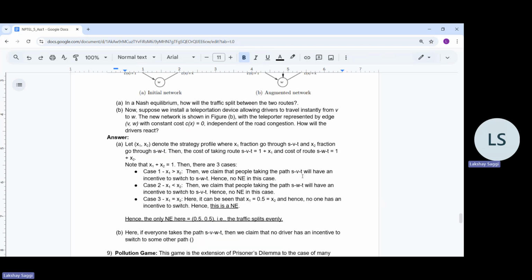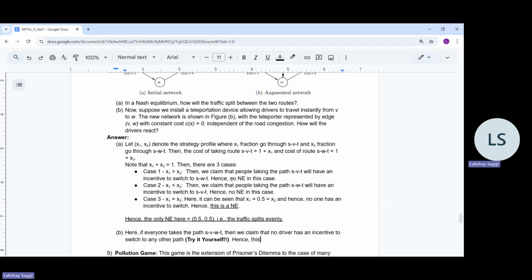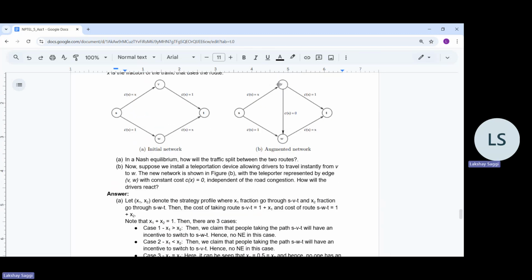These arguments can be formalized mathematically also, which can be a homework exercise for you, that you should try yourself. This is not too hard to prove, and that's why I think everyone can do this. So we claim that no driver has an incentive to switch to any other path. Basically, everyone is taking this route, and hence this is a Nash equilibrium. And what's the Nash equilibrium? Basically, that everyone is taking the path S to V to W to T.